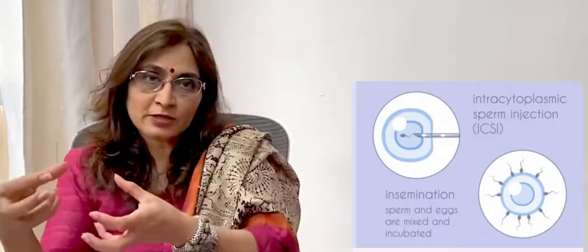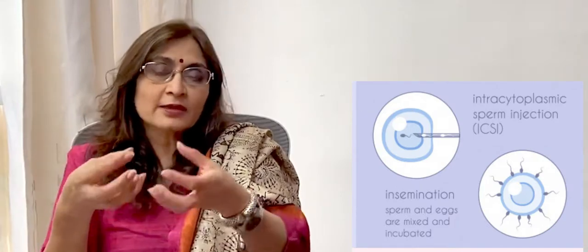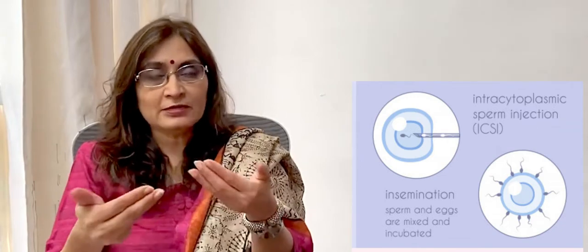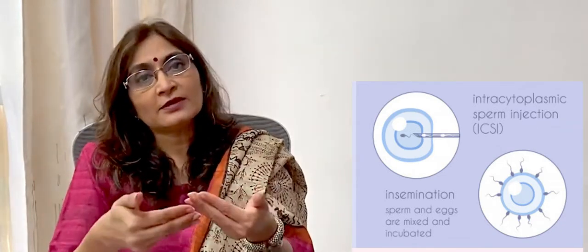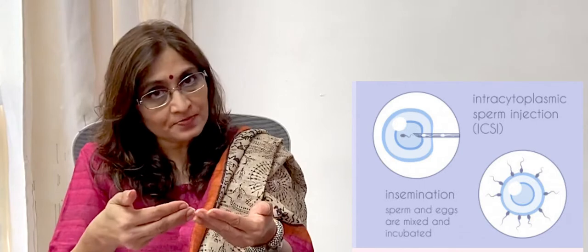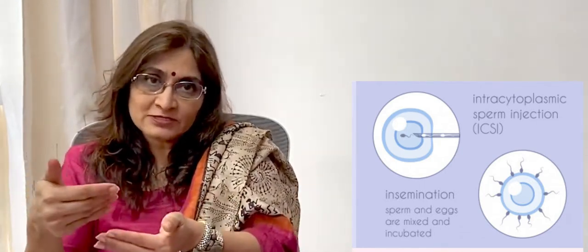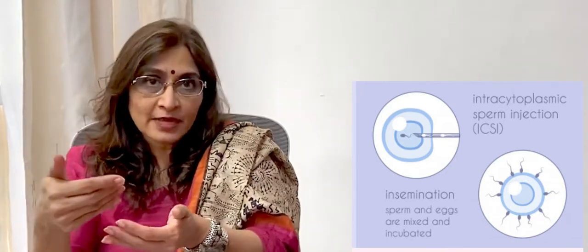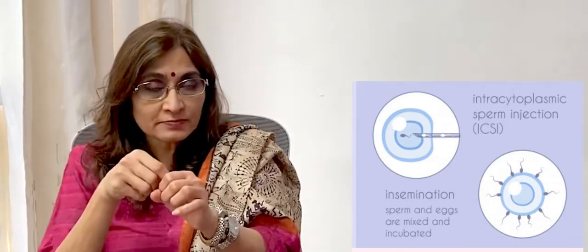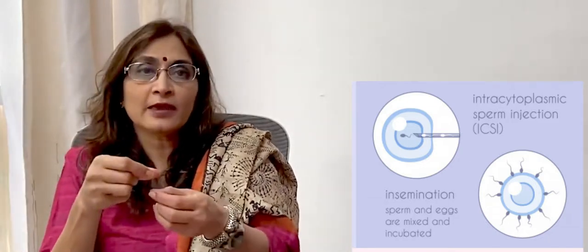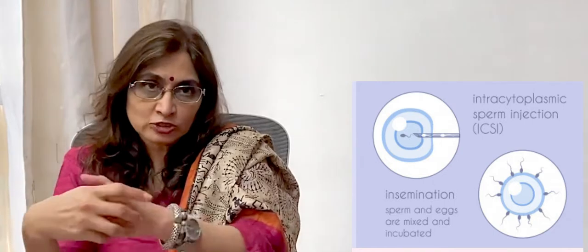Then this semen is processed, that is number 4, where the semen is processed. And these sperms are kept alongside the retrieved eggs in a peculiar medium in the lab so that they are able to fertilize voluntarily. If that seems to be unlikely, then the 5th possibility which is undertaken is ICSI, that is intracytoplasmic sperm injection.